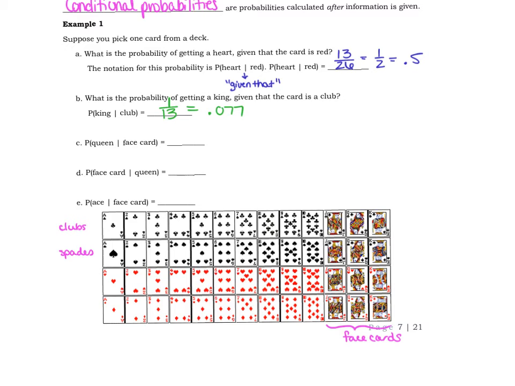All right. So another one. What is the probability of getting a queen given that it's a face card? Okay, so what do we know? We know the card is a face card. So now we are looking at a sample space of 12 cards. Out of those 12 cards, how many are queens? 4 of them. So 4 out of 12 is 0.333.